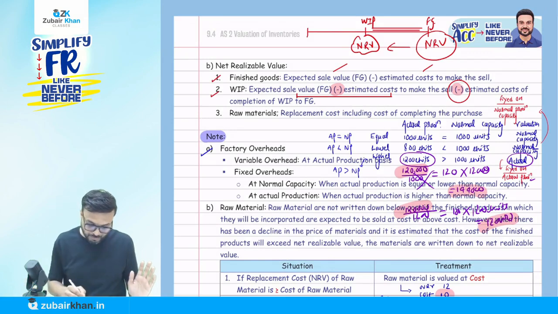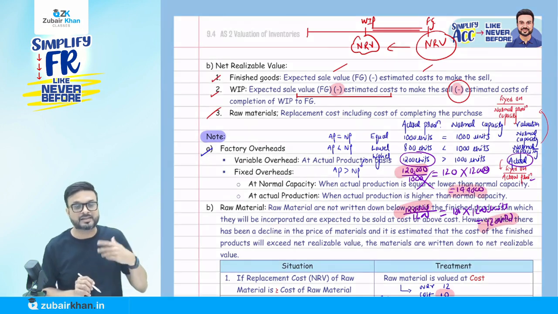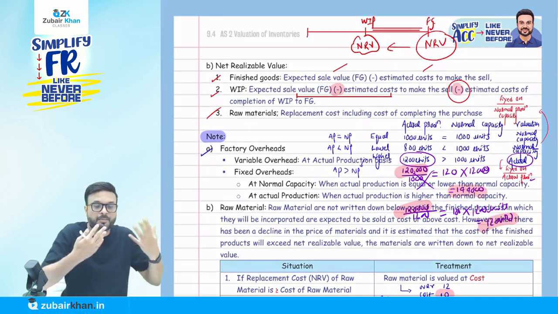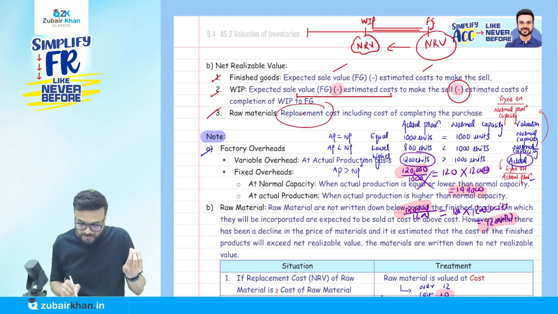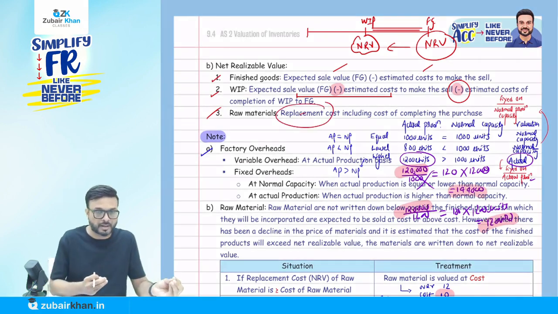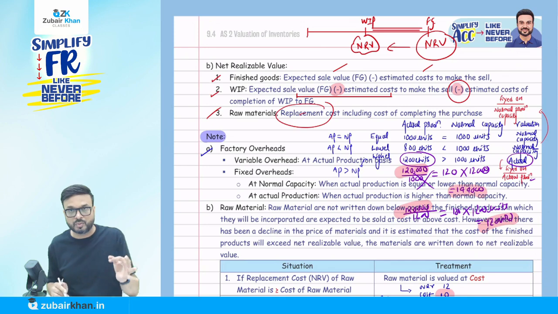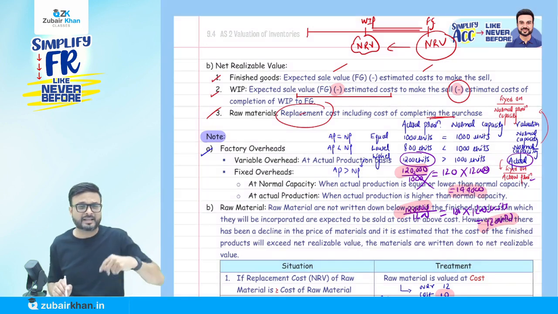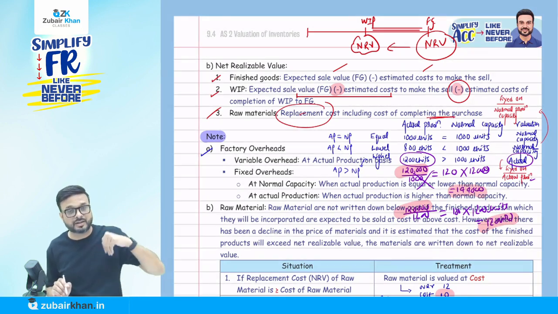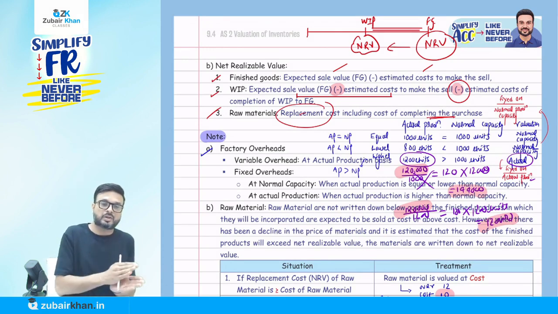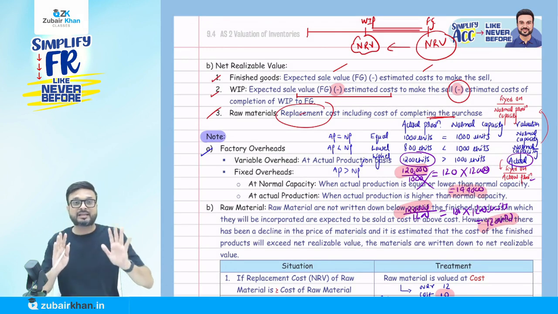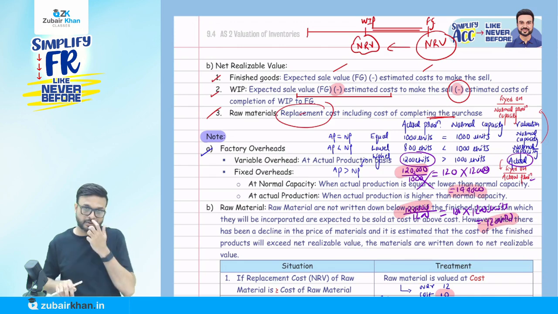But when it comes to raw material, we don't take the expected sale value because we are not going to sell the raw material in the market. So they use replacement cost: if we purchase a similar raw material in the market, how much will it cost us, including anything incurred to purchase it, and additional costs that we also have to add. Okay, these are the NRV for finished goods, WIP and raw material.